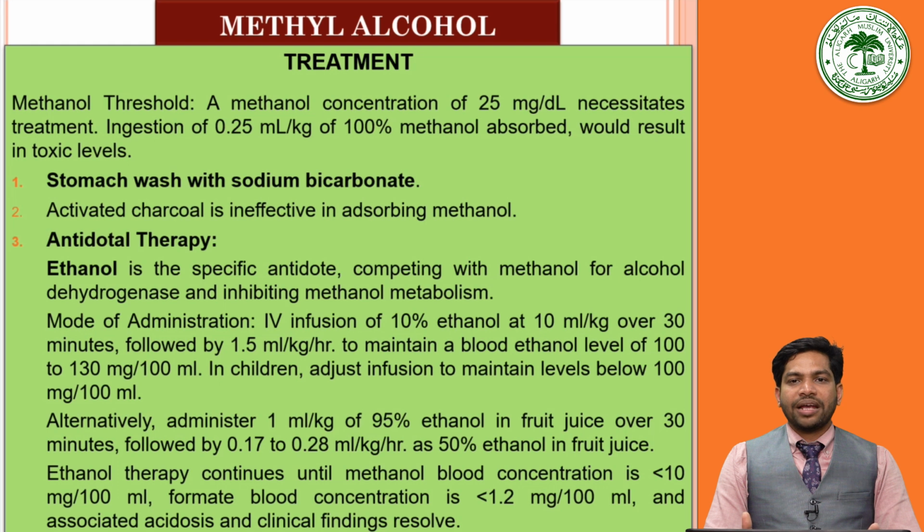Then sodium bicarbonate IV is given in the adult in the dose of 1 to 2 milliequivalent per kg, and in the child 1 to 2 milliequivalent per kg, titrated to correct the arterial pH. Folinic acid IV is also advised in the management of methanol poisoning. It is given in the dose of 1 to 2 milligram per kg 6 hourly.